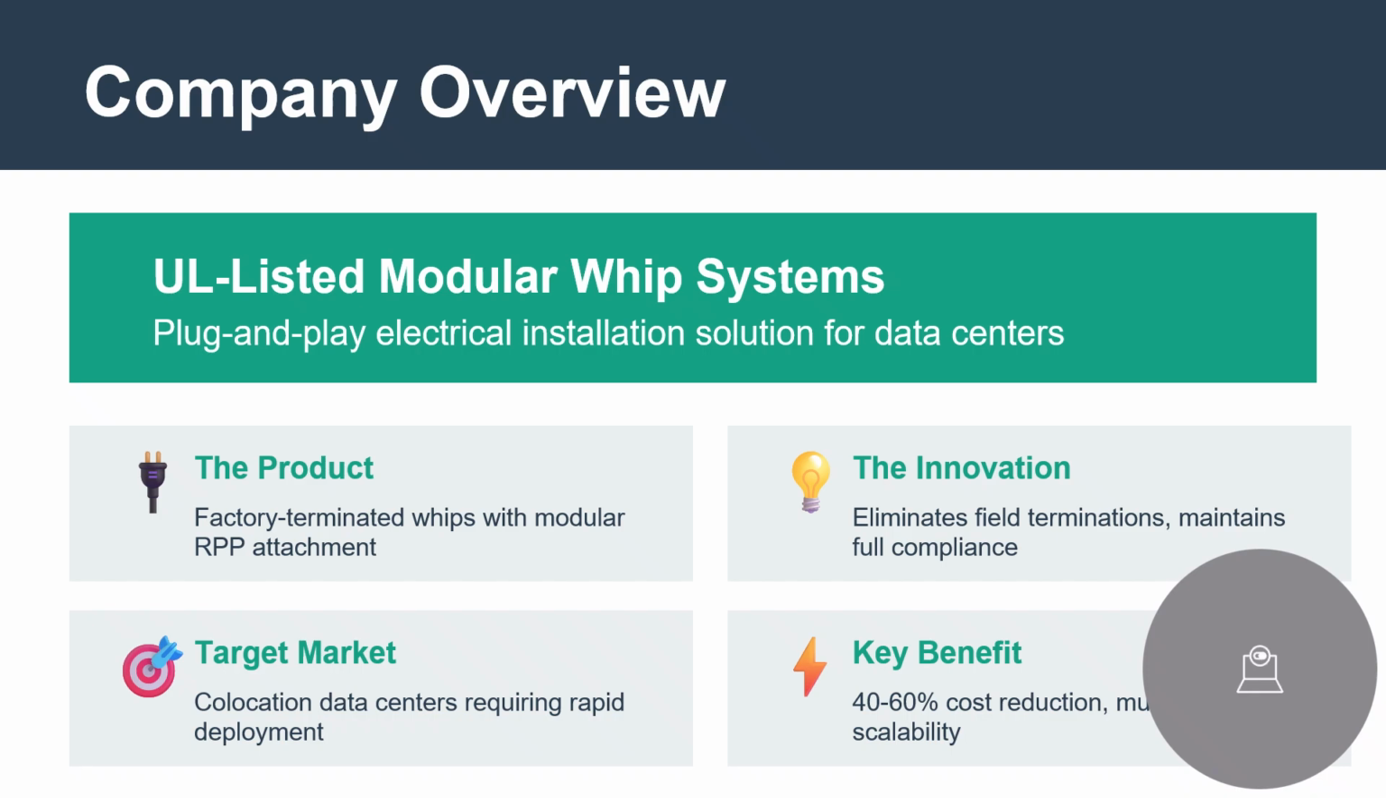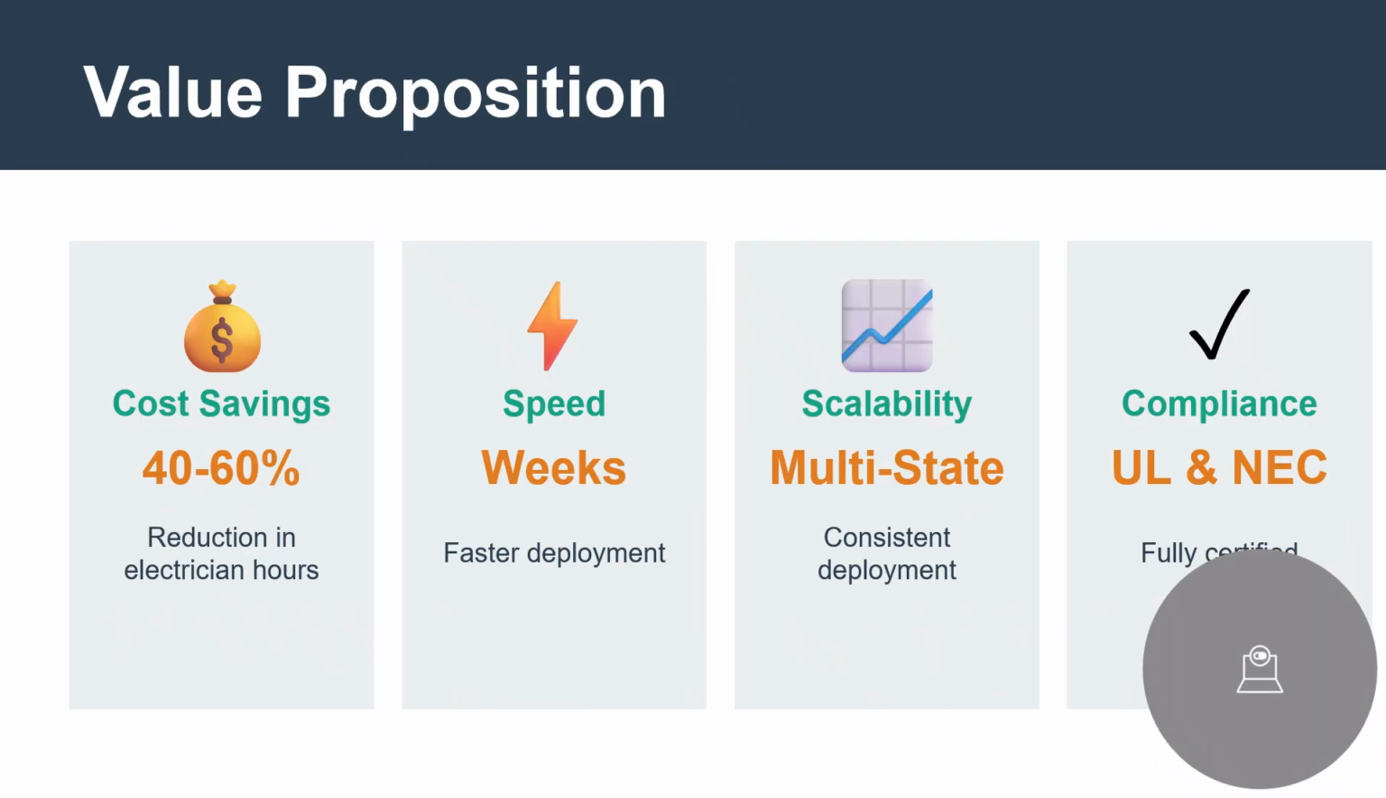This brings us to our mission, which drives everything we do. Our value proposition is built on 4 interconnected pillars, and I want to walk you through each one because they demonstrate how we've created real value for our customers. First, cost savings. By reducing licensed electricians' requirements by 40 to 60%, we're talking about tens of thousands, if not millions of dollars saved per facility. When you're a co-location operator building or expanding multiple data centers, this adds up quickly.